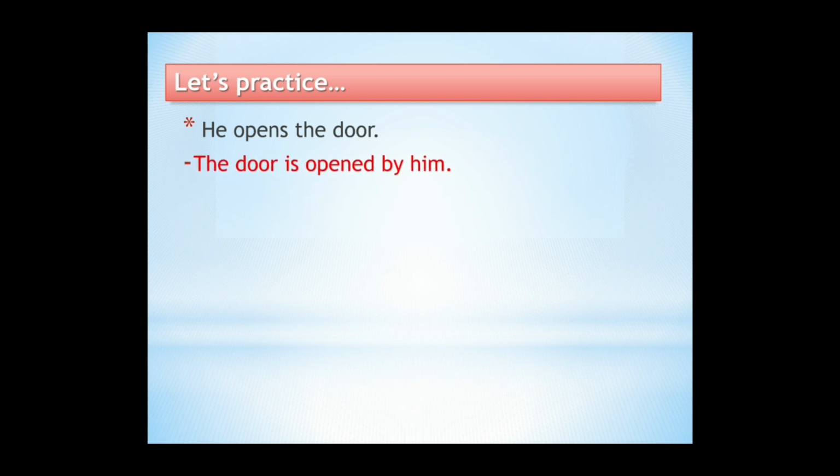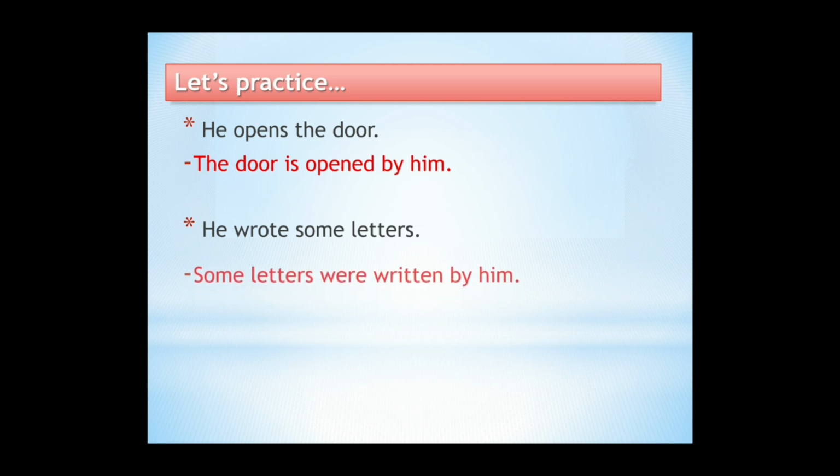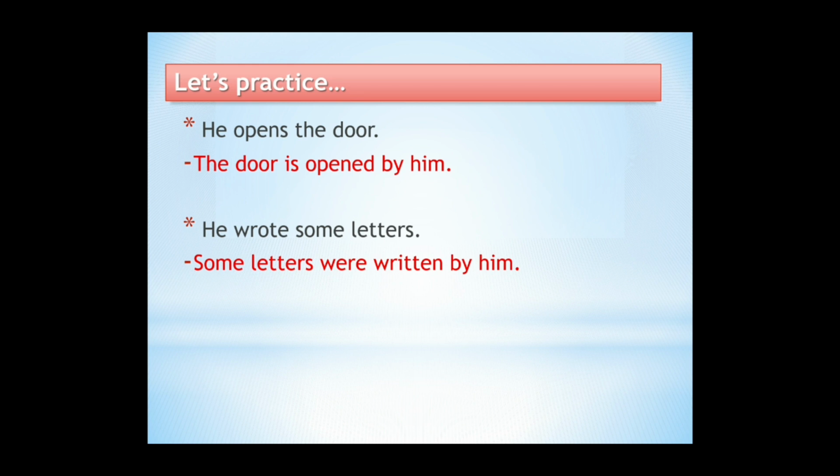Another example, he wrote some letters. He wrote some letters. Wrote here, present or past? Yeah, it's past. So we're going to use the past simple passive, was or were. Some letters, it's not singular, it's plural. So we're going to use were. And the past participle of wrote is written by him.